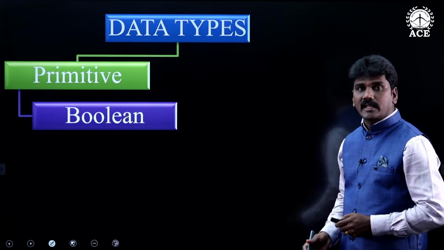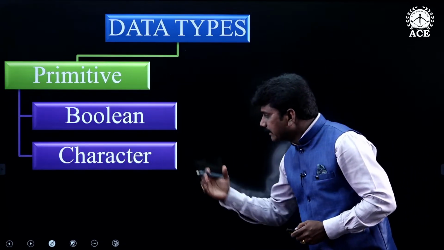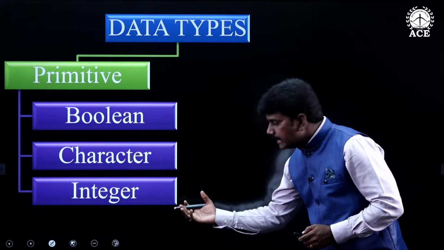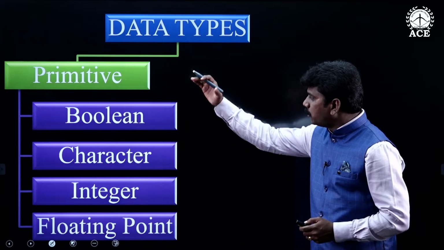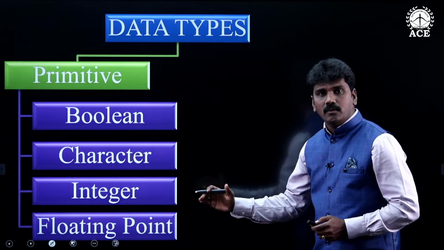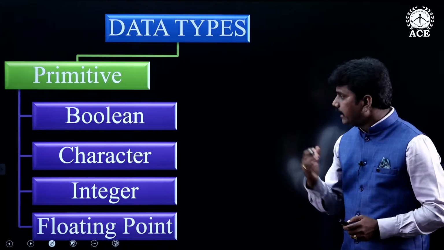Under the primitive data type, the first one is Boolean. Second one is character. Third one is integer. And the fourth one is floating point type. So, based on these four, the variables should contain some type, right?